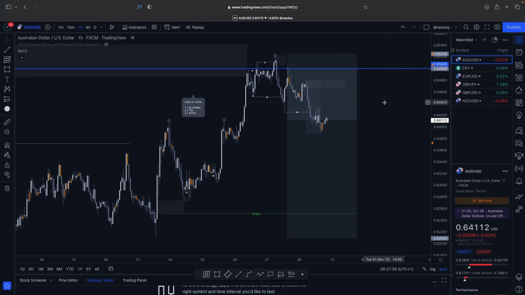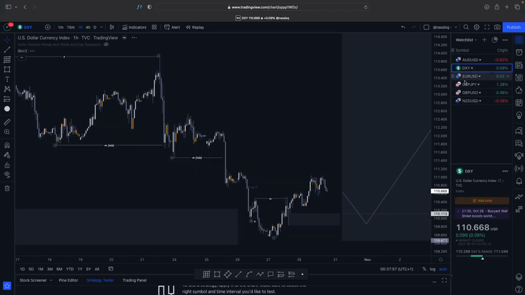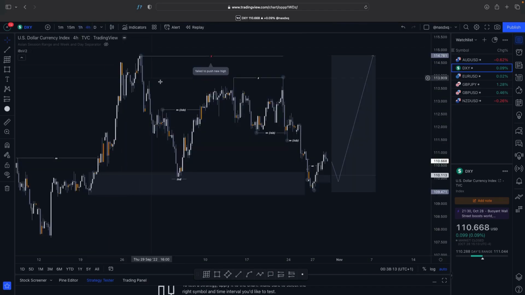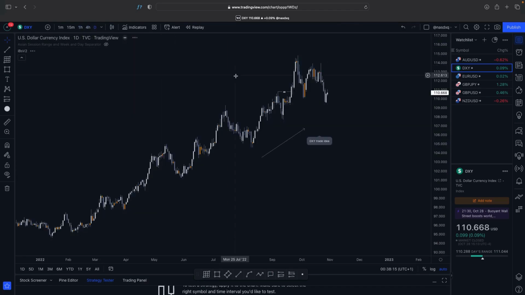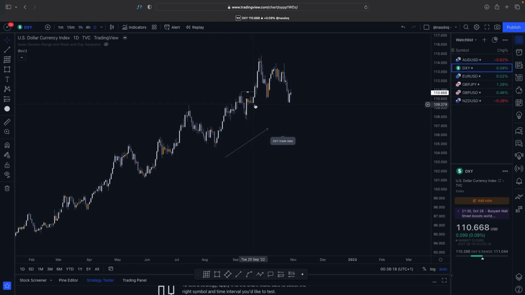So we're going to move on to the DXY. DXY is another thing I'm looking to get involved in, and I did put this on my Instagram as well. So my trade idea was a source from the daily. You can see we're clearly bullish, and I was looking at to get some longs in this demand.